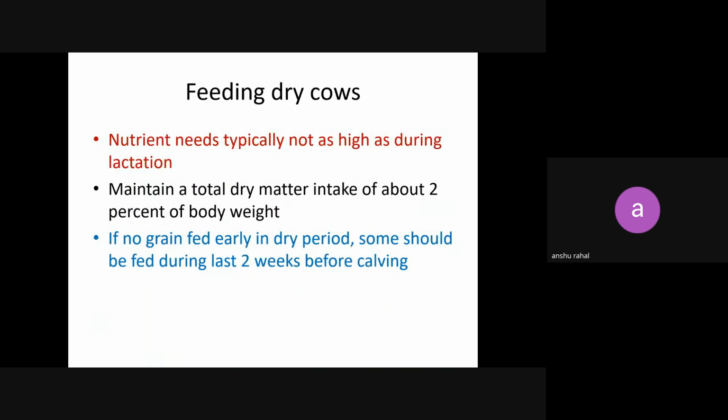In case of dry cow feeding, the nutrients needed are mainly for maintenance. It can be met by simply feeding the roughages, and there is no need to feed the concentrate. And the total dry matter intake is about 2% of the body weight, whereas in normal cases it is about 2.5 to 3% of the body weight. If no grain feed is fed in the dry period, then it can lead to some deficiency. So during the last 2 weeks before calving, grains need to be given.